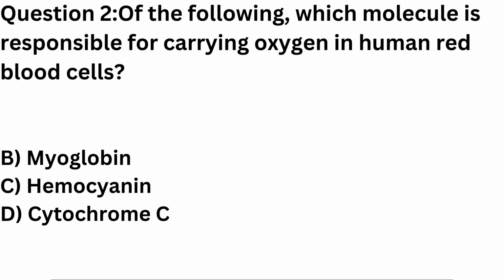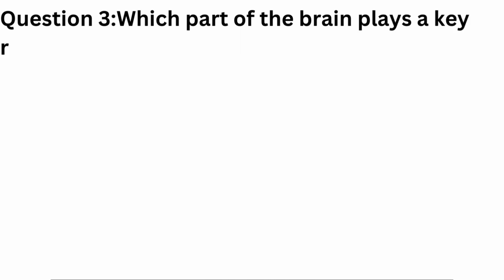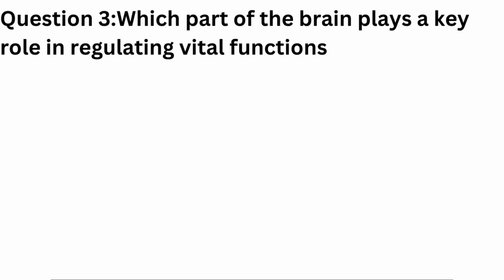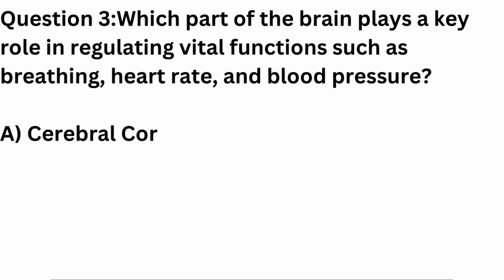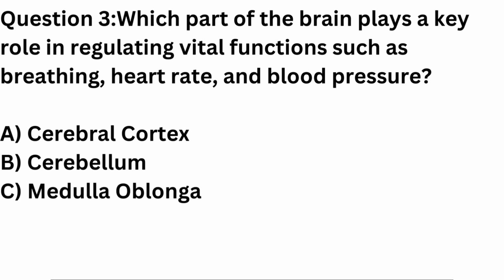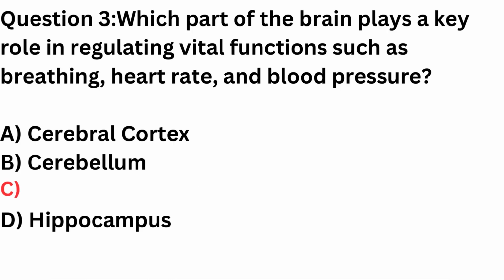Hemoglobin. Question 3. Which part of the brain plays a key role in regulating vital functions such as breathing, heart rate, and blood pressure? A. Cerebral cortex. B. Cerebellum. C. Medulla oblongata. D. Hippocampus. Correct answer is C.